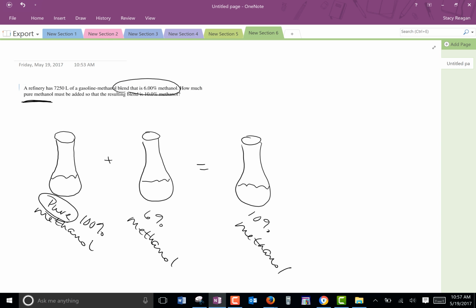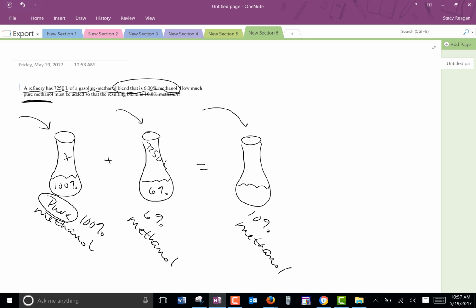So when I go back and I look at my problem, it says the refinery has 7,250 liters of a gasoline methanol blend that is 6% methanol. So I know when I look at this container that it has 7,250 liters in it. I know that for sure. It says how much pure methanol must be added. So when I look at this one, I have no clue as to how much I need to add. In this one, all I know is that it has an X amount and that it's 100% pure methanol. This one's 6% methanol. That's all I know in those containers.